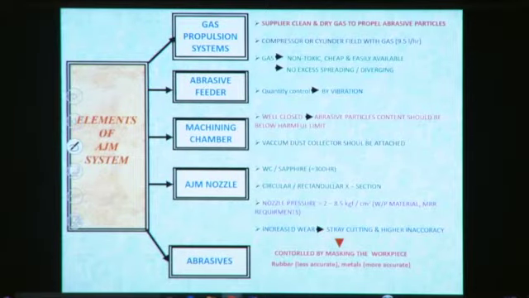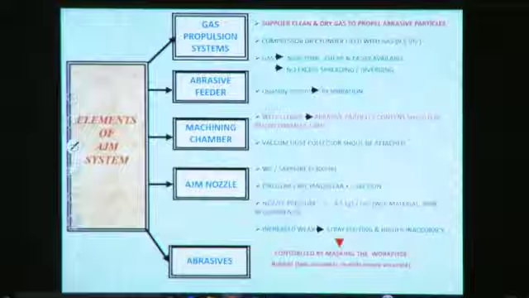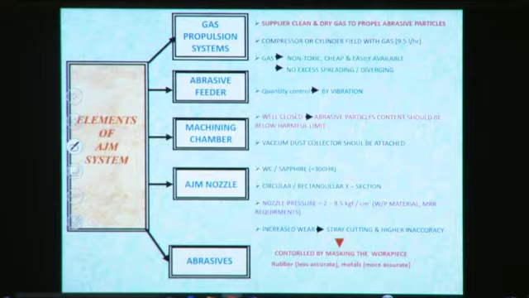Nozzle pressure is generally maintained at 2 to 8.5 kgf per centimeter square. This pressure actually varies based on what kind of material we are going to machine, what the material removal rate will be, and what kind of accuracy we need. Based on these parameters, we have to select the nozzle pressure.